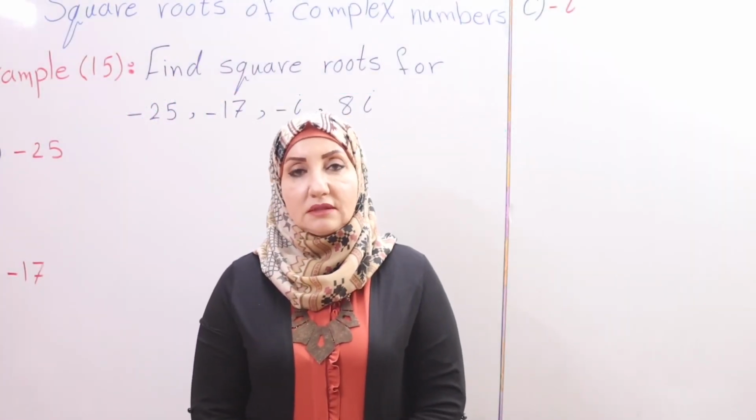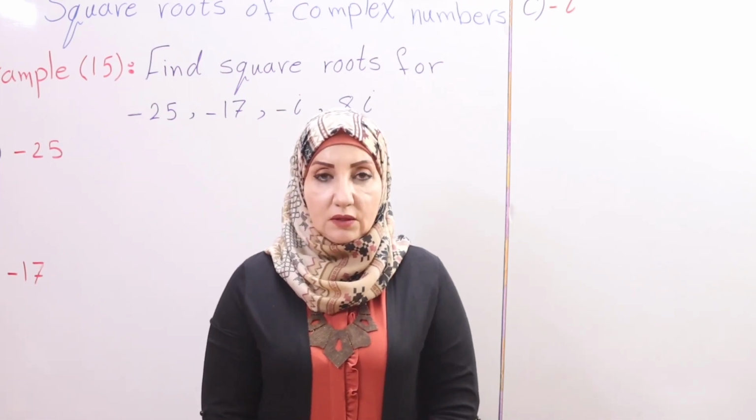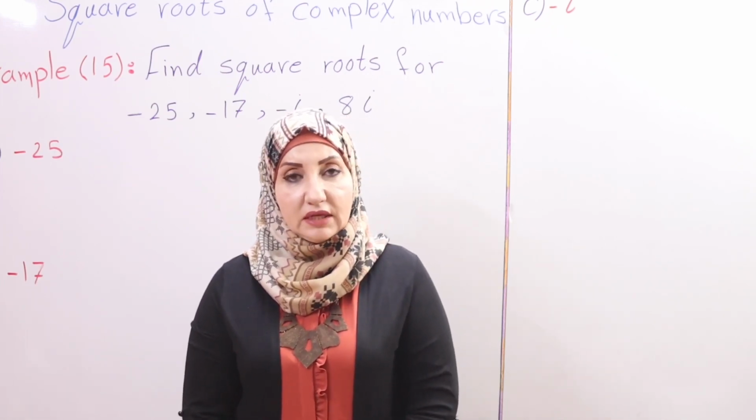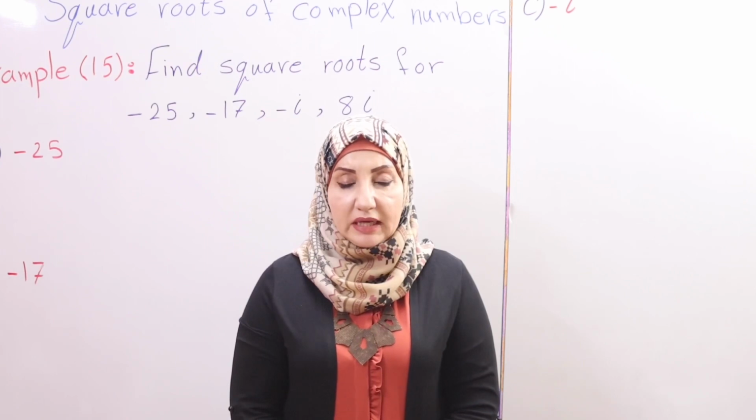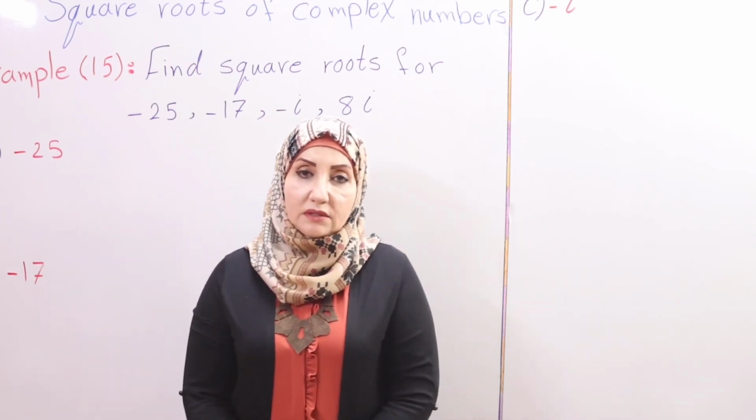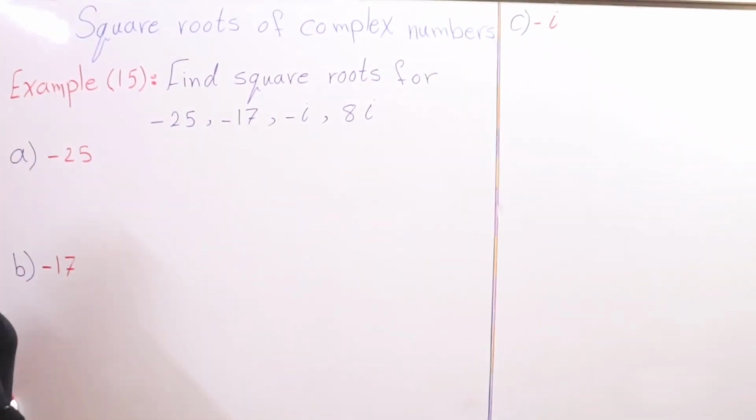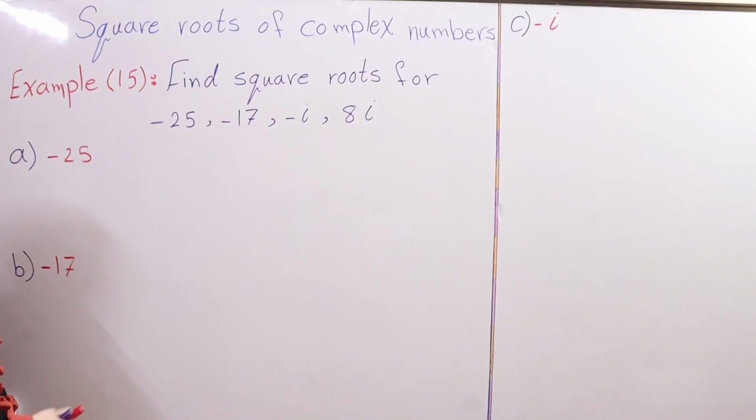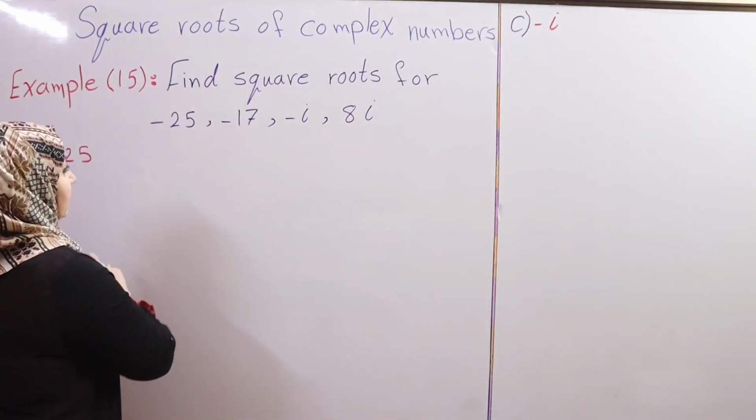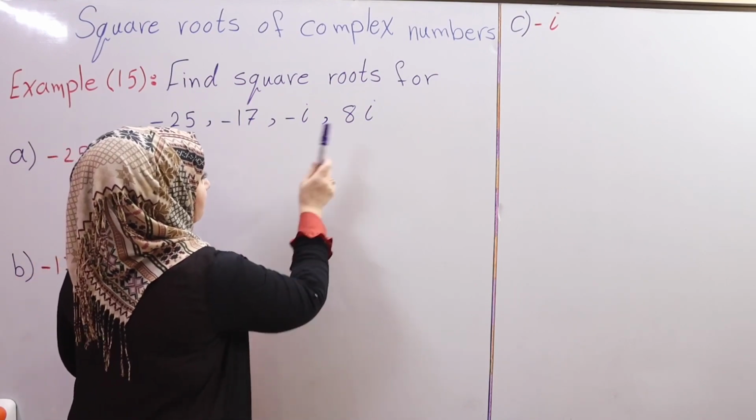Dear sixth-grade scientific students, our lecture today is a continuation of examples on square roots of complex numbers. We have square roots for complex numbers, and today we have example 15. Find square roots for negative 25, negative 17, negative i, 8i.